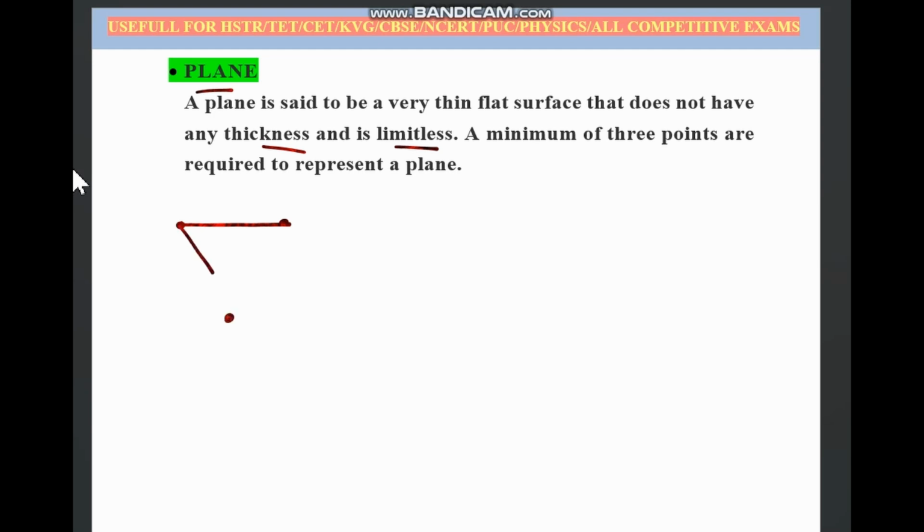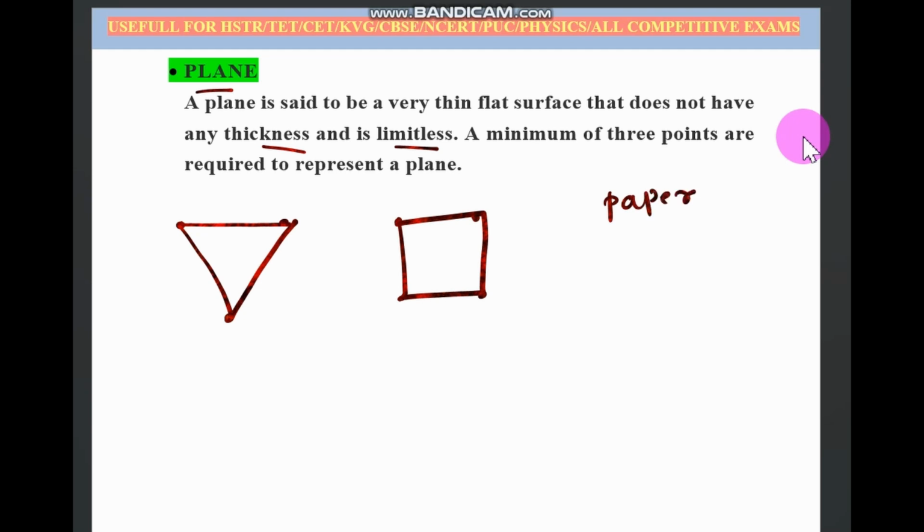If I take this one, then this is a triangular plane. If I take 4 points, then it is a quadrilateral plane. Like this, a plane has negligible thickness. I can take the example of paper where thickness is negligible, so you can understand the meaning of a plane.